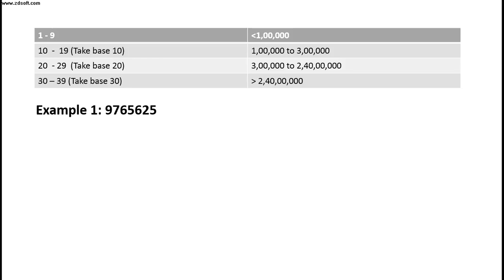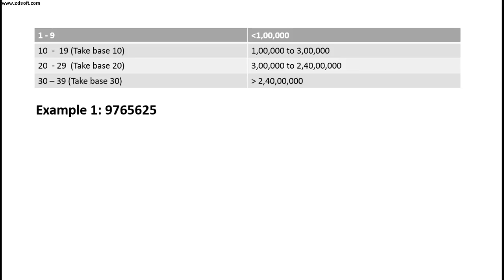There is a clue for finding any kind of 5 base. First is 1 to 9, it is less than 1 lakh. Second is 10 to 19, take base 10. The range is between 1 lakh to 3 lakhs. Third is 20 to 29, take base 20. The range is 3 lakhs to 2 crore 40 lakhs. And last is 30 to 39, take base 30. The range is greater than 2 crore 40 lakhs.